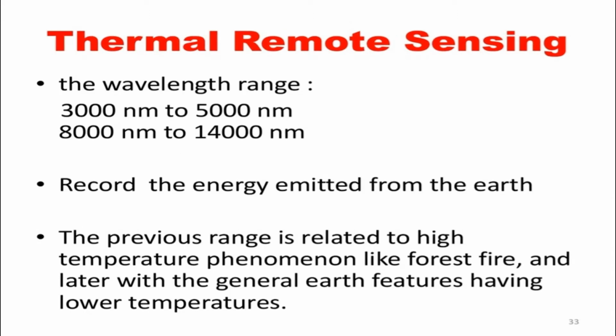Next is thermal remote sensing. This wavelength cannot be seen by our open eyes or human eyes. It can be seen by specialized sensors, and it has to be processed by different algorithms. Generally, in thermal remote sensing, the 3000 nanometer to 5000 nanometer and 8000 nanometer to 14,000 nanometer wavelength ranges are used.